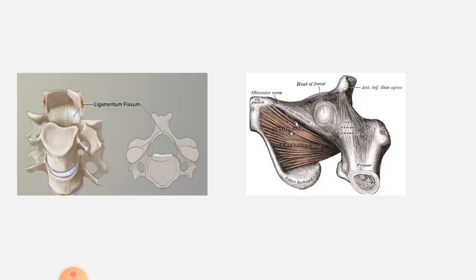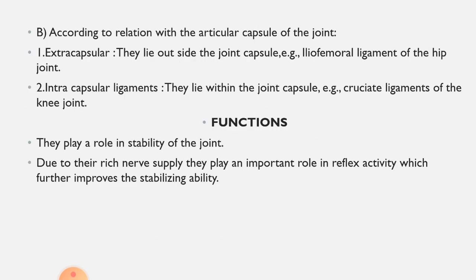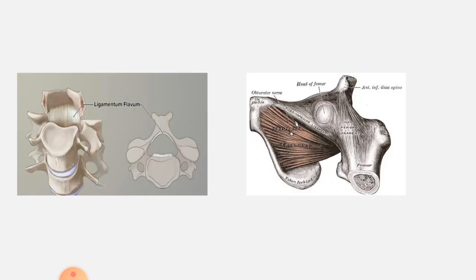Okay, so these are the various examples. You can see the ligamentum flavum, which is between the laminae of the vertebrae, and these are stretchable and yellow in color. And the next example is the extracapsular ligament, which is the iliofemoral ligament, which lies outside the hip joint.